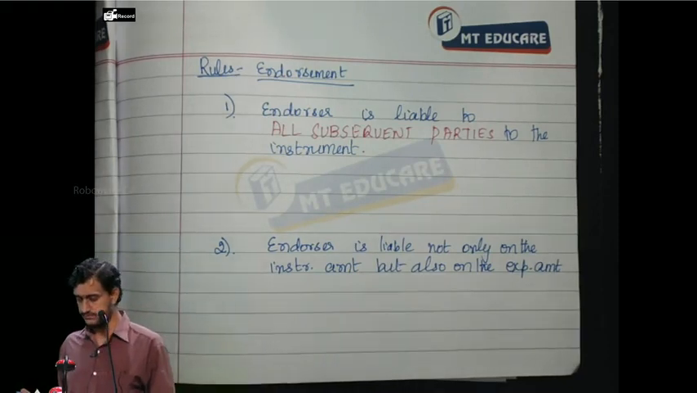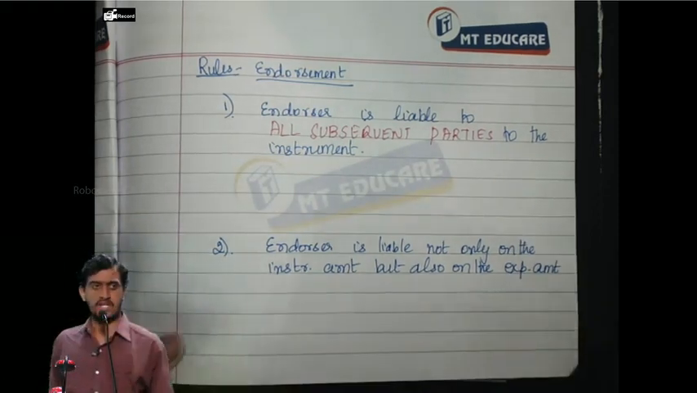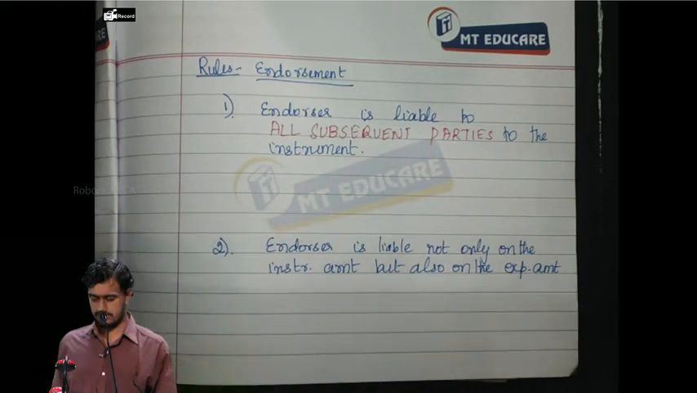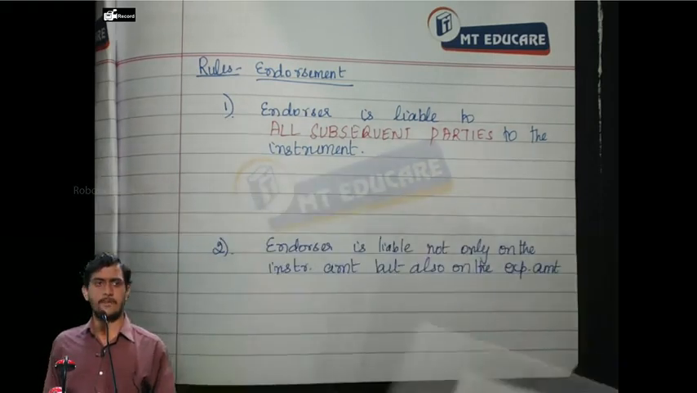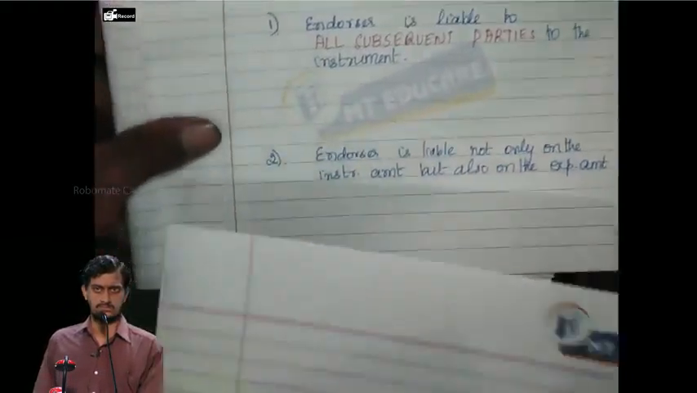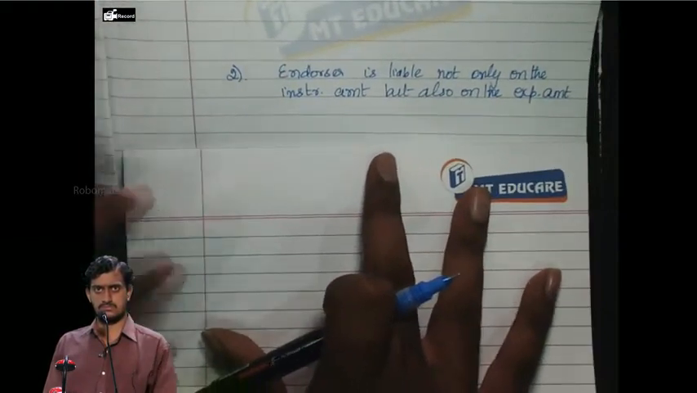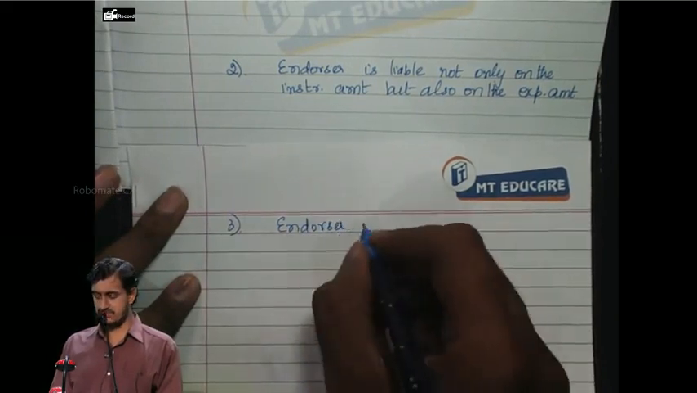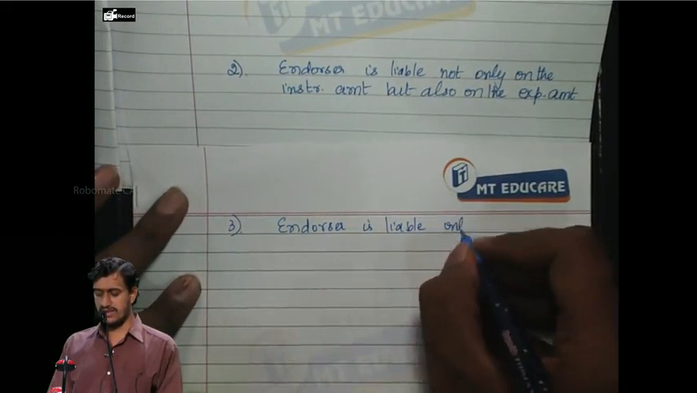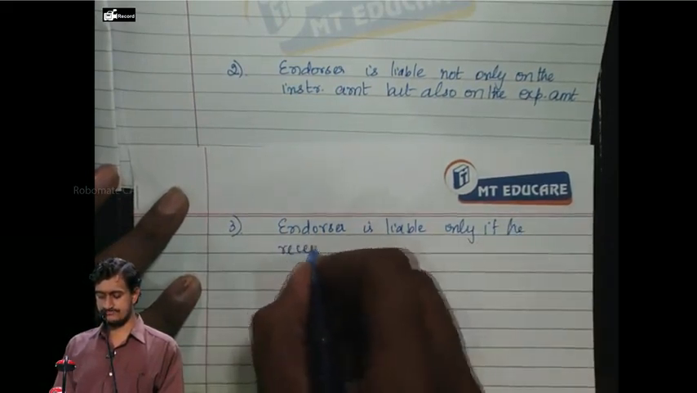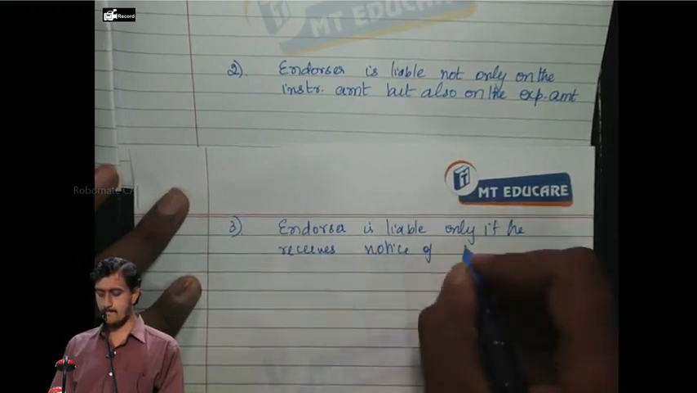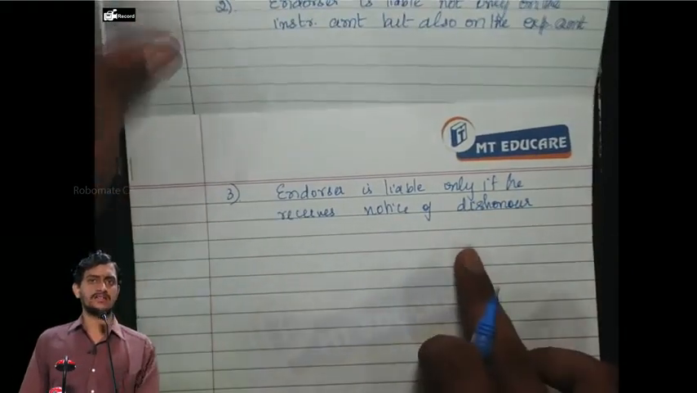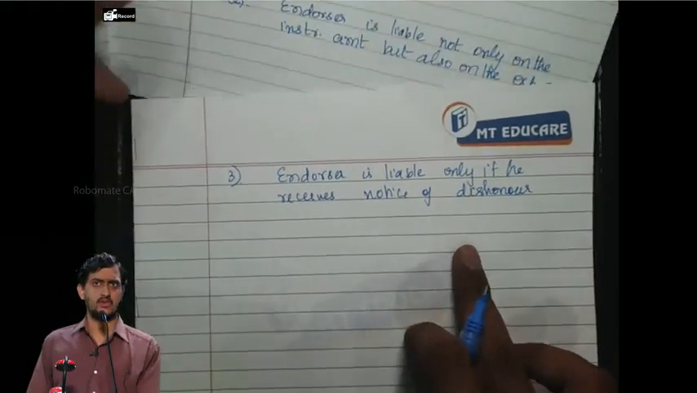Next, can I proceed? Rule number 3. Endorser is liable only if he receives notice of dishonor.